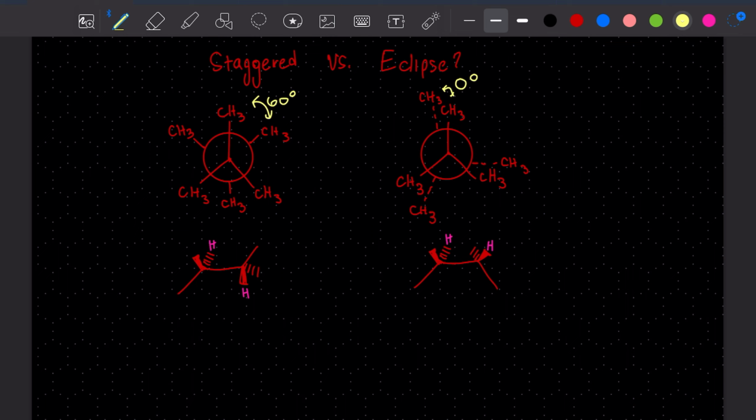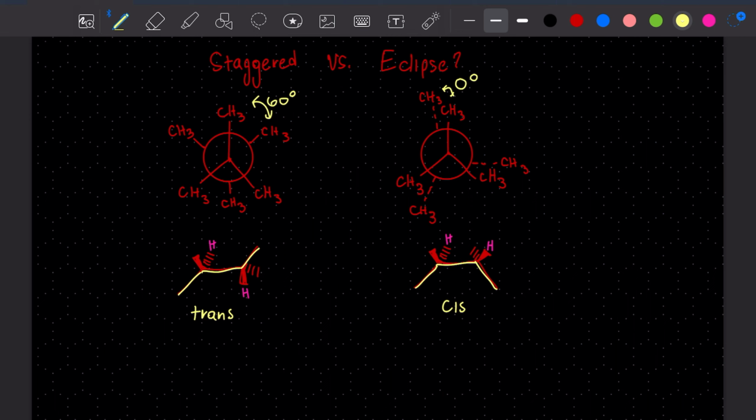So let me show you how to know if a Newman projection is going to be staggered or eclipsed. If we have a staggered Newman projection, we're going to have this trans conformation in our molecule. And on the other hand, if we have an eclipsed Newman projection, we're going to have this cis conformation in our Newman projection.